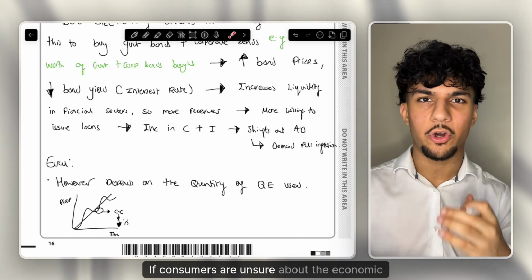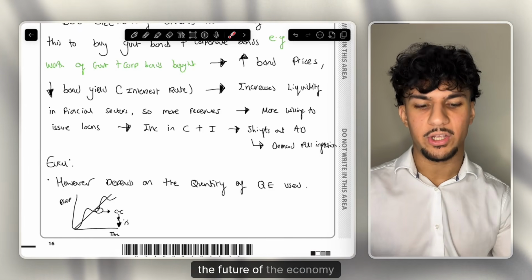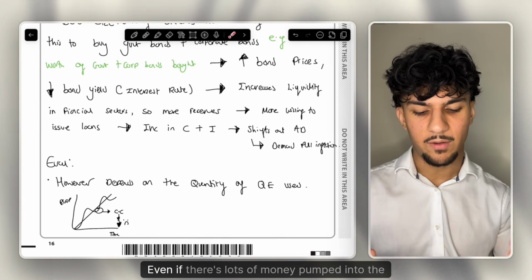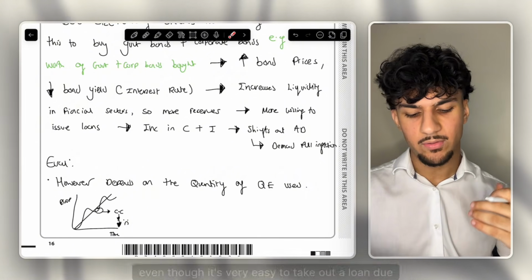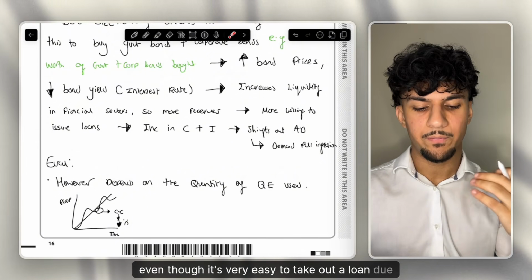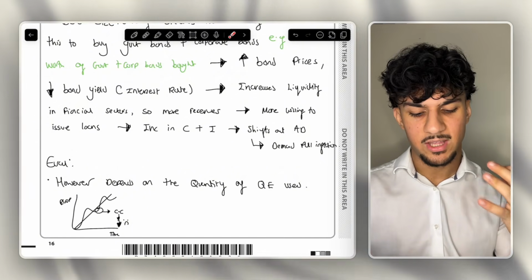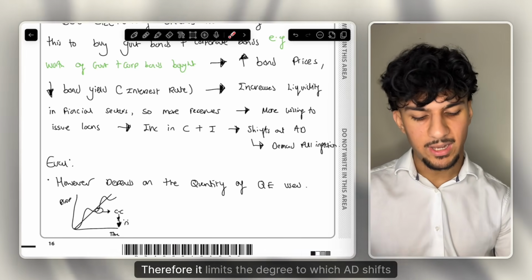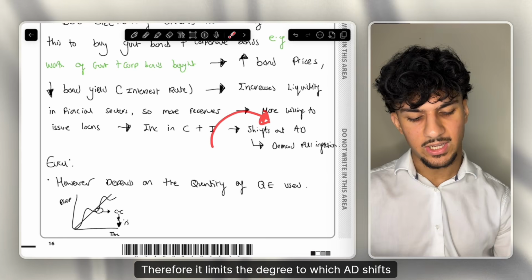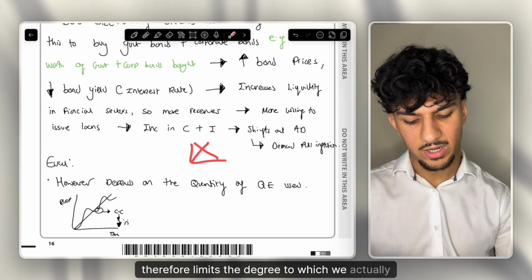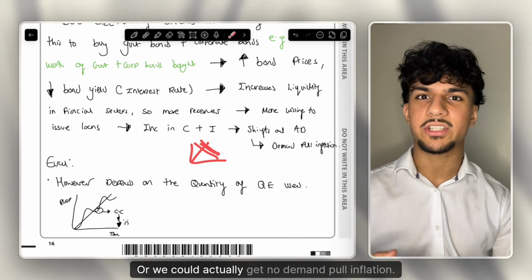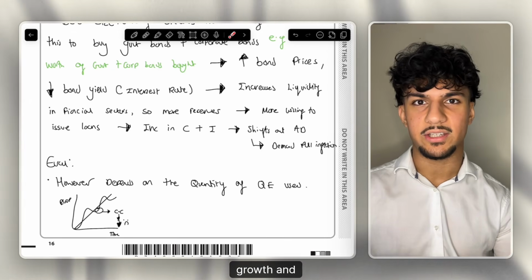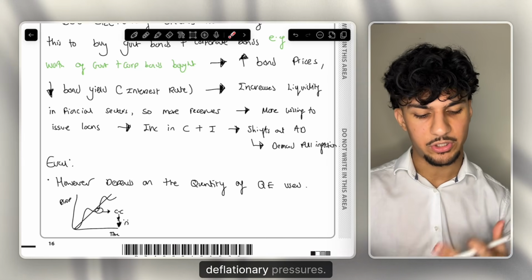Why? If consumers are unsure about the economic outlook, the future of the economy, they are very likely to maintain a high savings ratio, meaning that even if there's lots of money pumped into the economy, even though it's very easy to take out a loan, due to the uncertain economic climate, they are unlikely to significantly increase their consumption and their investment. Therefore, it limits the degree to which AD shifts out, therefore limits the degree to which we actually get any demand pull inflation, or we could actually get no demand pull inflation. We could still be getting negative economic growth and negative deflationary pressures.